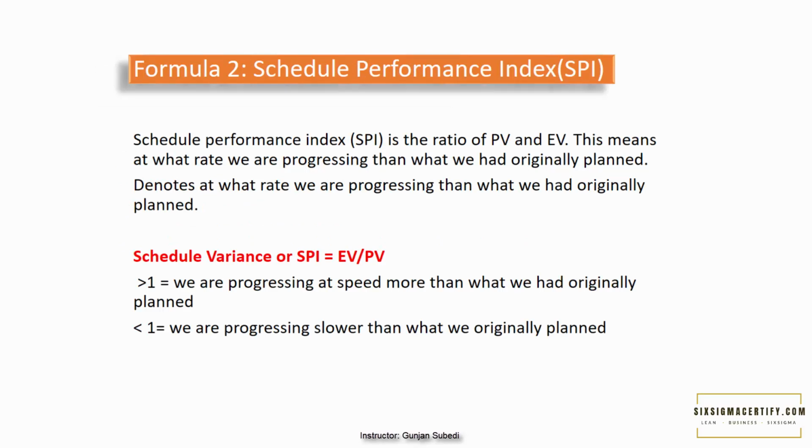Another term, Schedule Performance Index or SPI, is the ratio of earned value to planned value. This means at what rate we are progressing compared to what we had originally planned. SPI or Schedule Performance Index could be greater or lesser than 1. Greater than 1 means we are progressing at a speed more than what we had originally planned, so it's good.